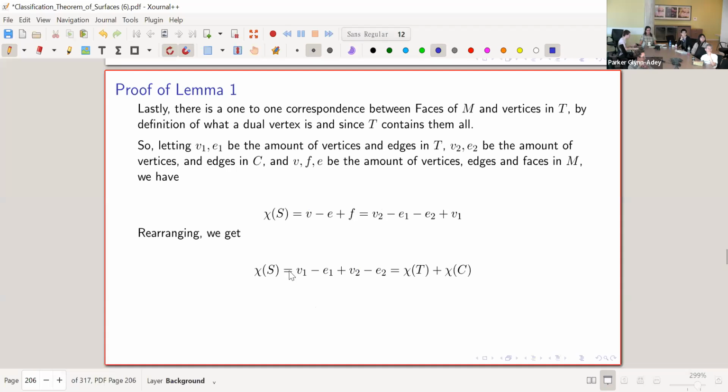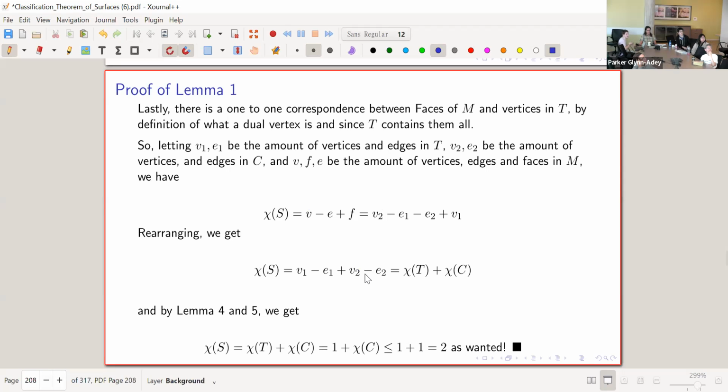So rearranging this, we get chi of S is just equal to this, and these are just the Euler characteristics of the dual tree and then its complement, right, by definition. And by lemmas 4 and 5, we know by lemma 4 that every tree has Euler characteristic 1, and every graph must also have Euler characteristic at most 1. So we must have that chi of S is less than or equal to 1 plus chi of C, which is less than or equal to 1 plus 1, which is equal to 2, which is what we wanted.